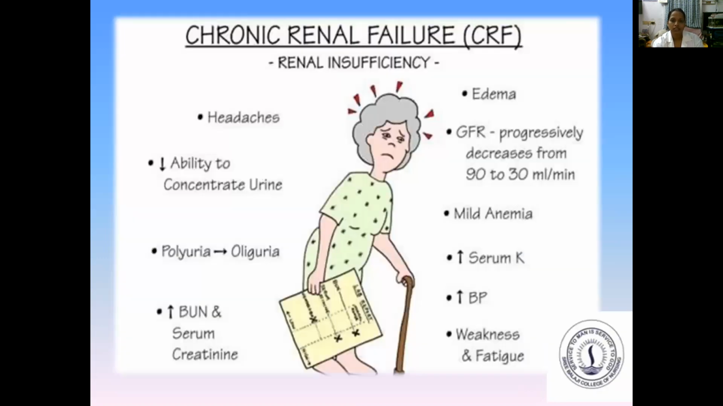So in chronic renal failure or renal insufficiency, the major symptoms are the patient will have headache, then decreased ability to concentrate urine, polyuria to oliguria, then increased level of BUN and serum creatinine, and the glomerular filtration rate is progressively decreased from 90 to 30 ml per minute. The patient will have mild anemia and increased level of serum potassium, then increased blood pressure, weakness, and fatigue.